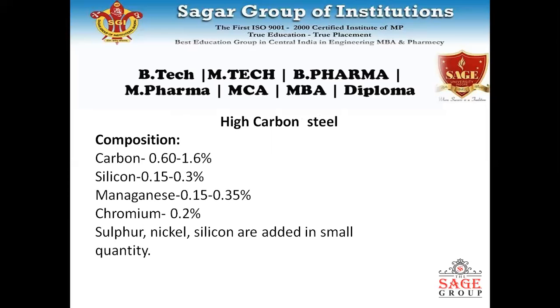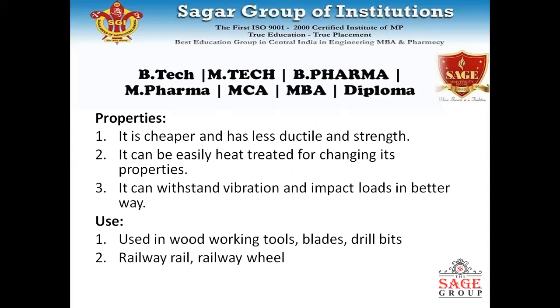High carbon steel is also known as high speed steel. The composition is carbon 0.6 to 1.6%, silicon 0.15 to 3%, manganese 0.15 to 3.35%, chromium 0.2%. We also add a small amount of sulfur, nickel, chromium, and silicon. It is cheaper, less ductile, and has strength. It can be easily heat treated to change its properties. It can withstand various vibration and impact loads in a better way. It can be used in wood working tools, blades, and drill bits. It is also used in railways, rail tracks, and rail wheels.